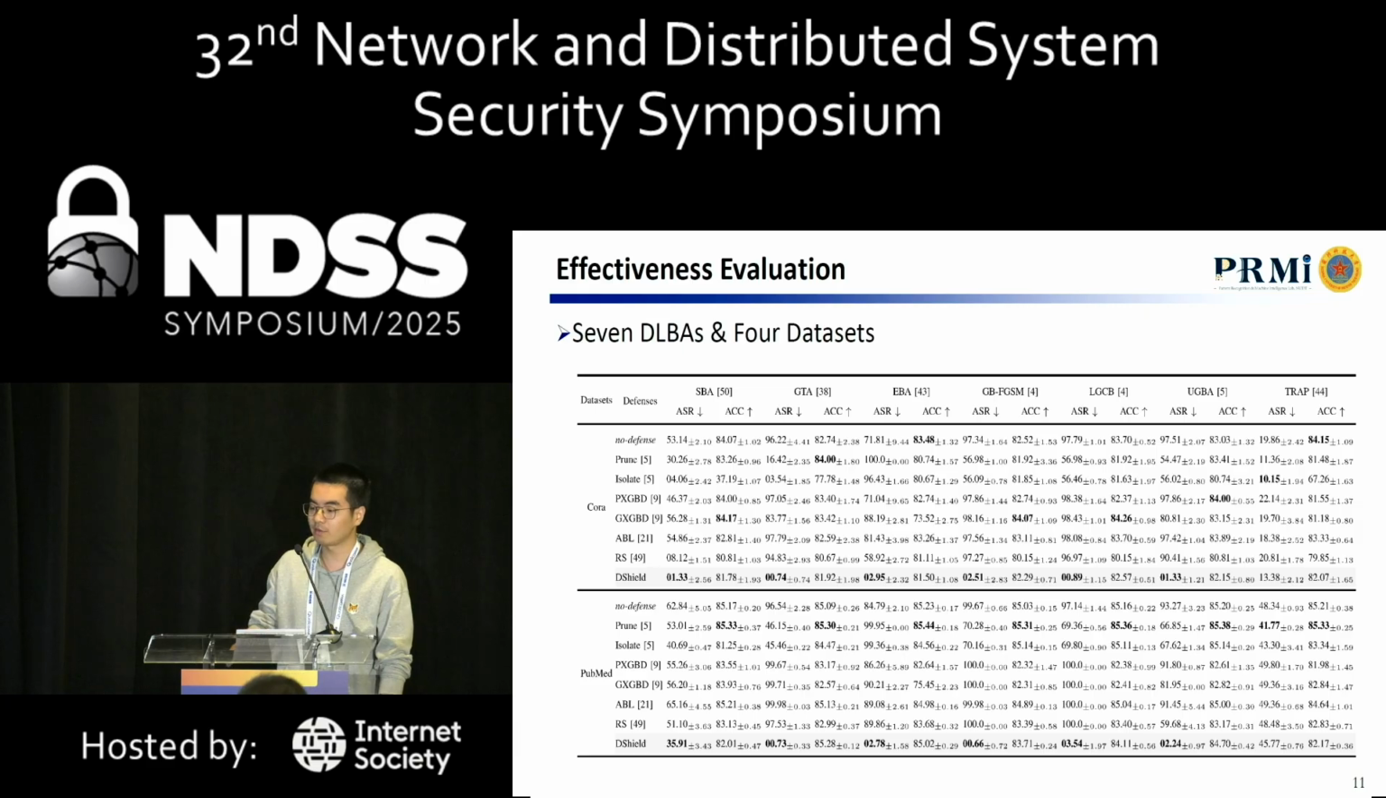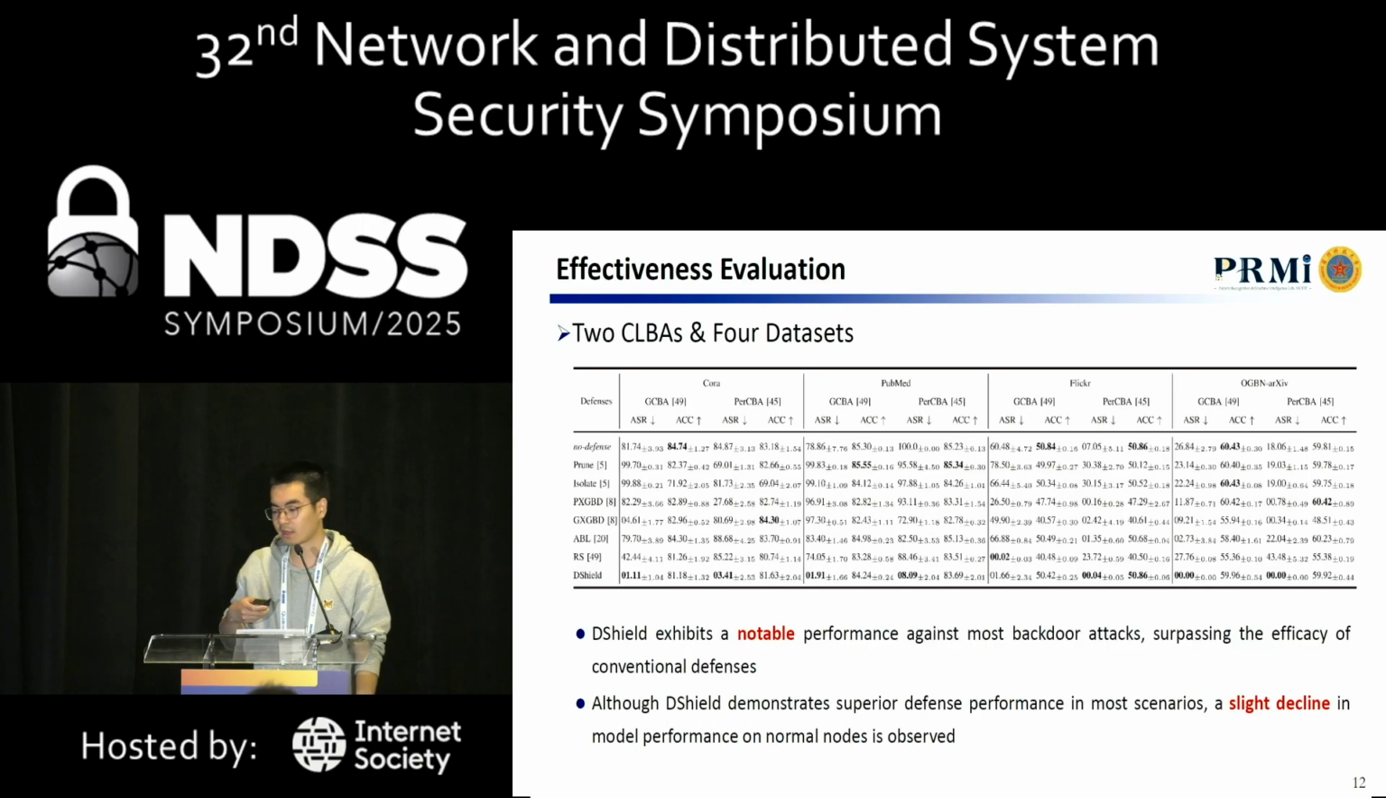For effectiveness evaluation, we test our algorithm against 7 dirty label attacks on 4 datasets. Similarly, we also tested it against 2 clean label attacks on the same 4 datasets. The results show that DShield exhibits notable performance against most backdoor attacks, surpassing the efficacy of conventional defenses. You may notice a slight decline in model performance on normal nodes. This is because we introduced an additional filtering process to filter out malicious nodes.